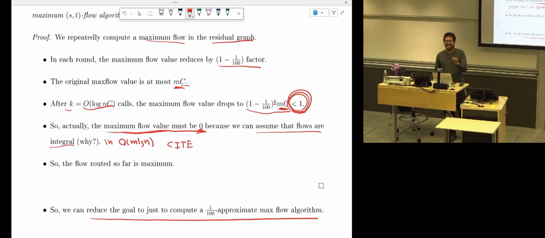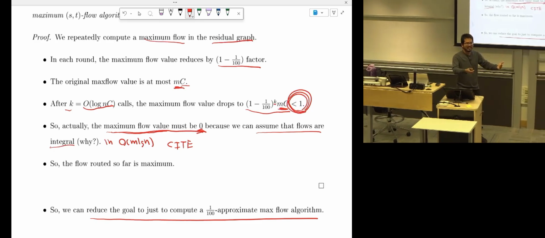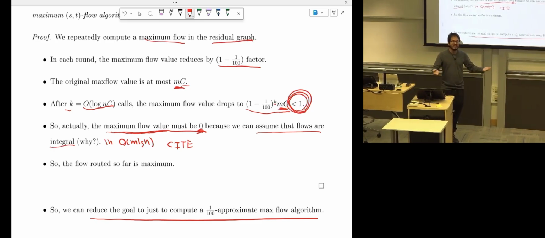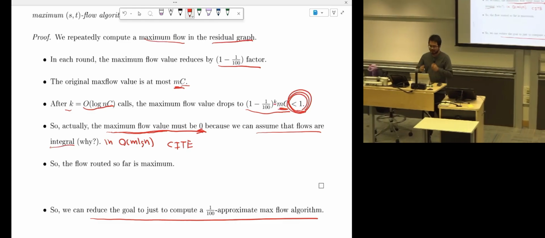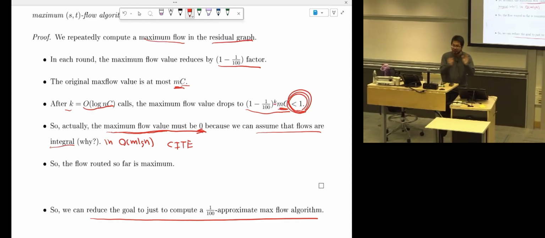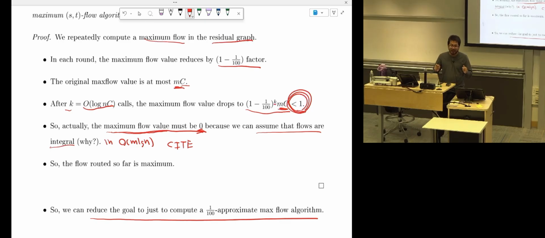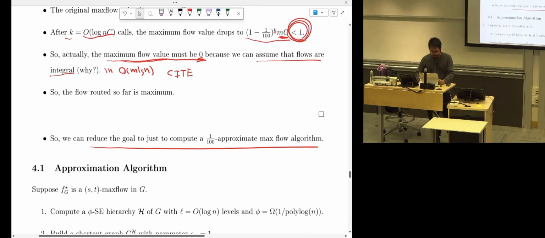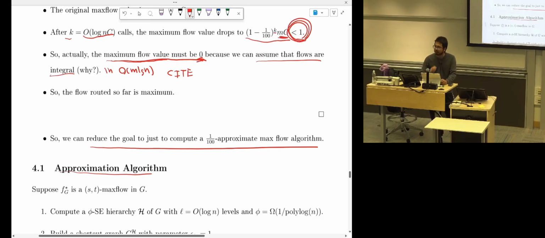Because when you look at the residual graph, the residual graph becomes directed immediately. So you need an approximate algorithm on directed graphs to work on top of the residual graph. This reduction from exact to approximate doesn't work for undirected graphs. Okay, so now let me tell you the approximation algorithm.